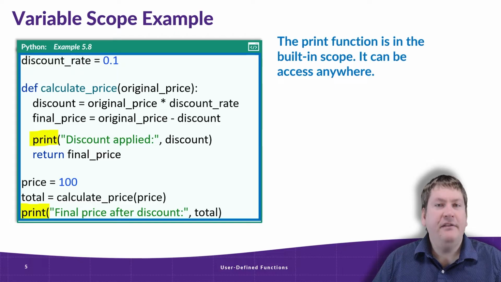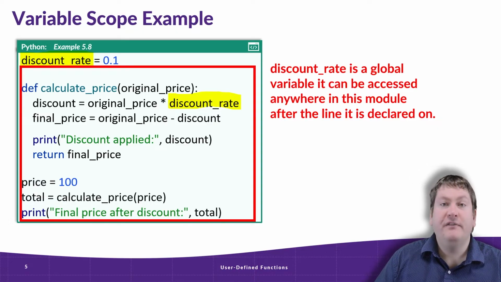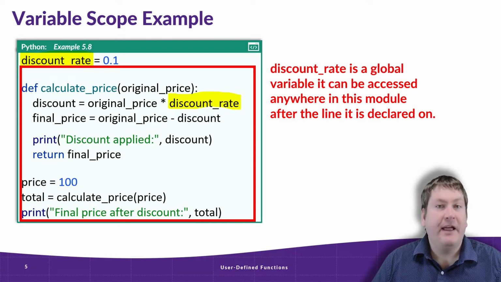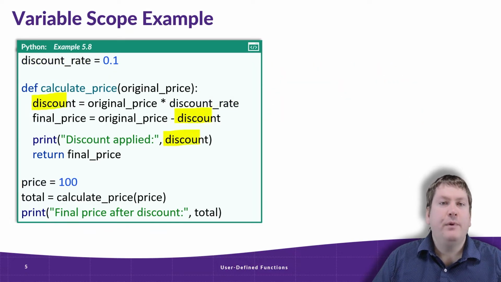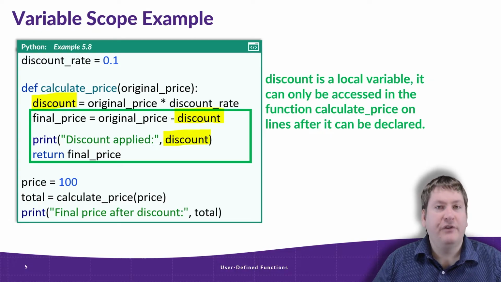A more interesting case is the discount rate variable here, that we've declared at the top of our program. As discount rate is not defined in a function, it's a global variable and has global scope. This means discount rate is accessible anywhere after it's been defined. And we can access this inside of the calculate price function and after it. For example, we could also output the value of discount rate at the end of the program in that last print line.